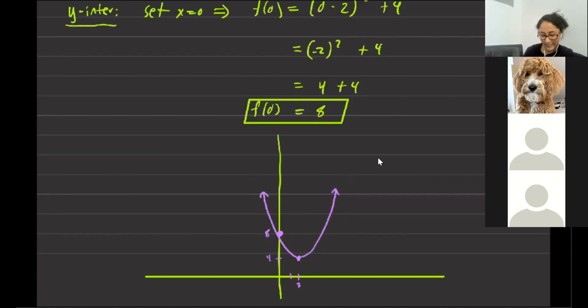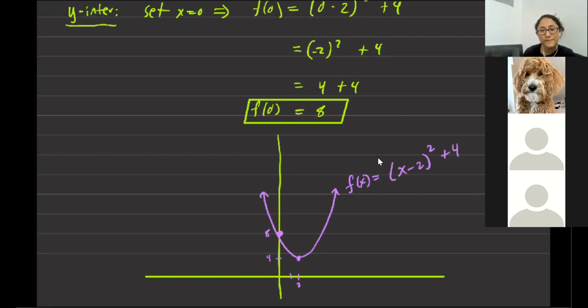Okay, I think that's a more acceptable parabola. You see how it never comes down to the x-axis, it's just all the way up there. Therefore, there is no x-intercept, and the y-intercept is (0, 8). This is our f of x equals (x minus 2) squared plus 4. Any questions on this? Okay, well, any other questions?